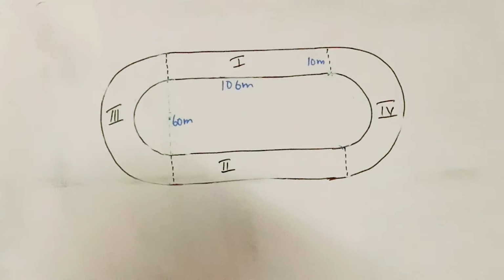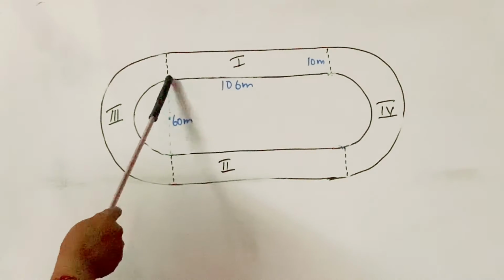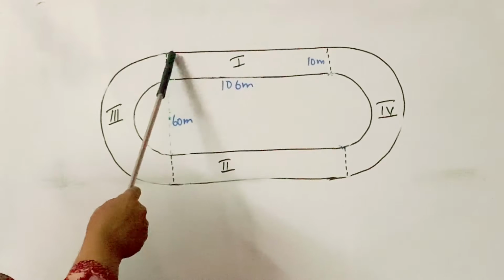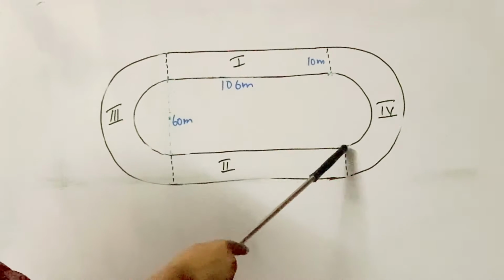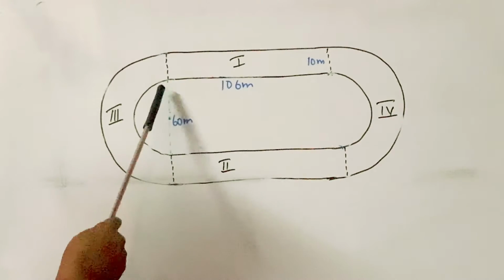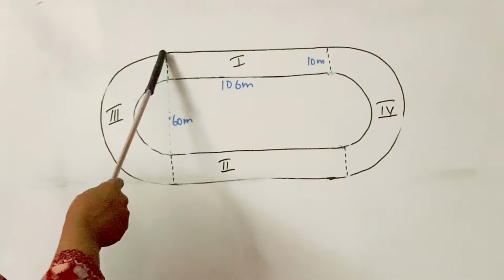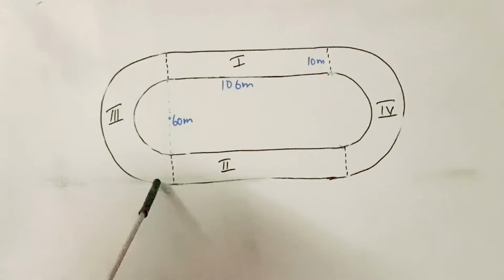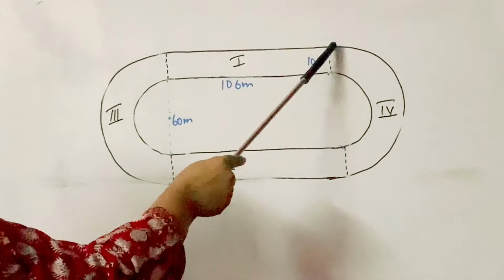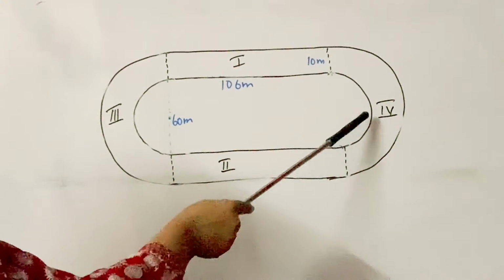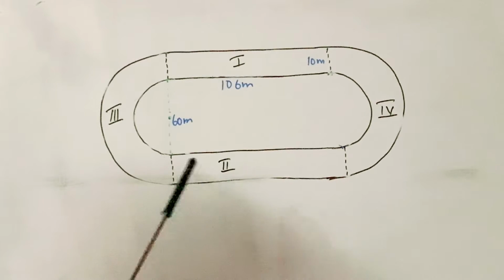Now the track is divided into 4 regions. This is a rectangle. Here also one rectangle you can see. Then what is this? This is a semicircular ring. This is also a semicircular ring. Okay. Then what is the area of the rectangle?